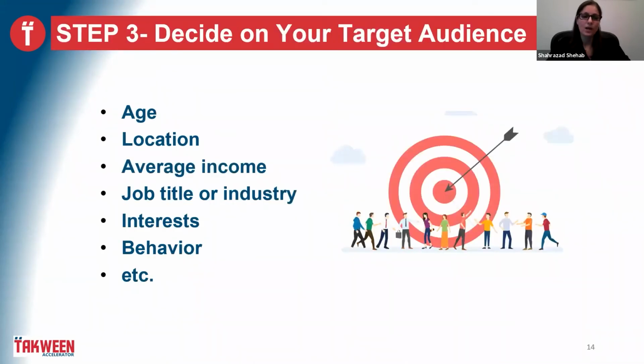Okay. Step number 3 is to decide on your target audience. Knowing who your audience is and what they want to see on social media is key. That way you can create content that they will like, comment on, and share. So it's very important to get to know your fans, your followers, your customers' wants and needs. By doing this, you will know how to target and engage them on social media.